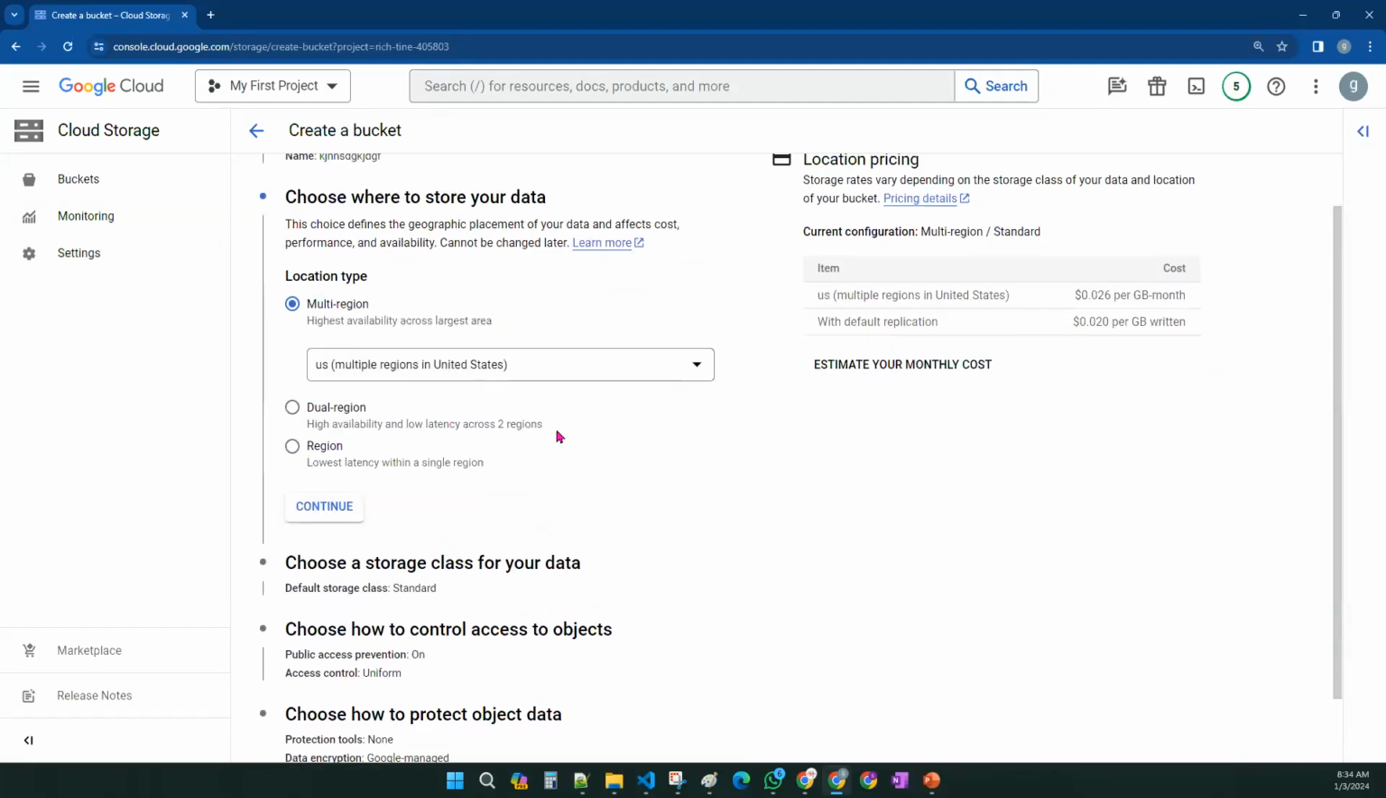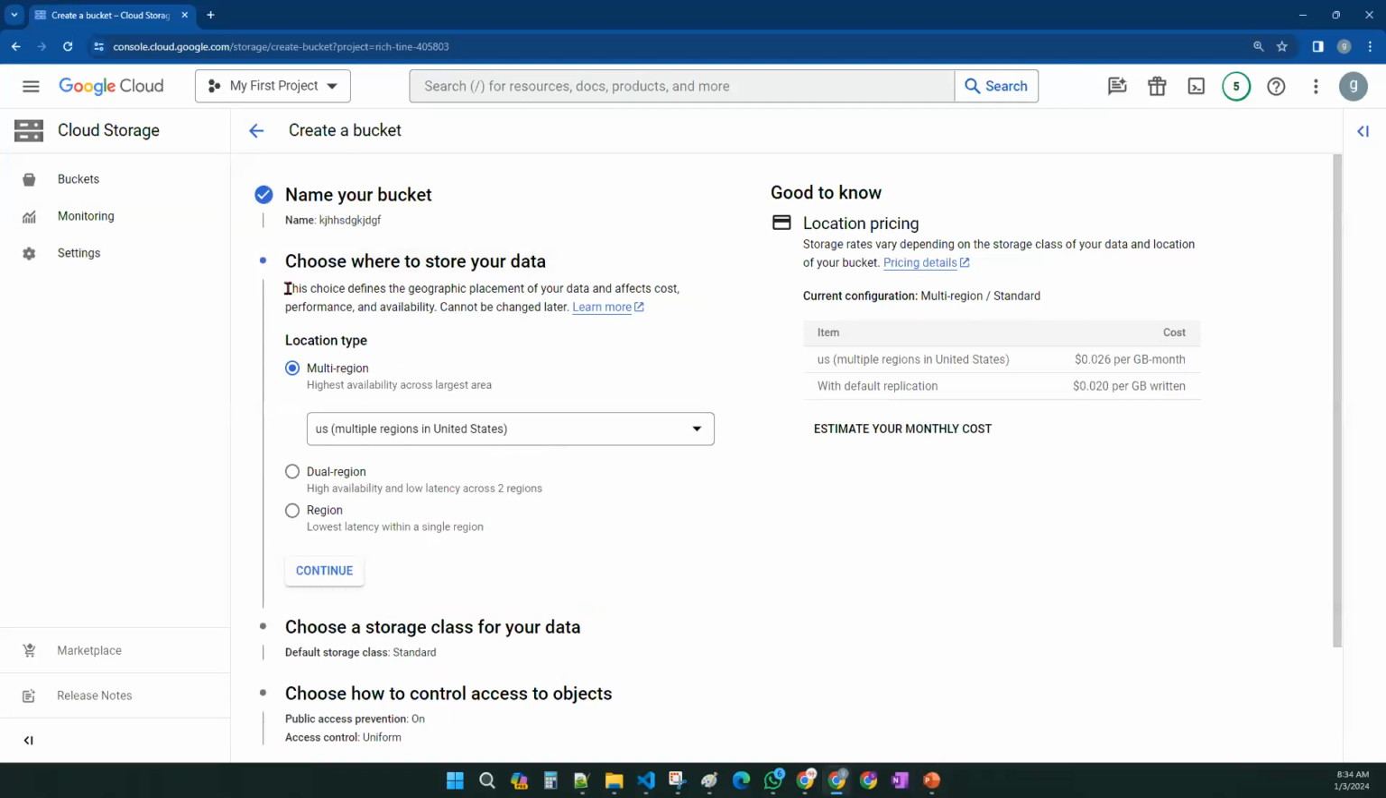See here, you can also read this point. What does it say? This choice defines the geographic placement of your data and affects the cost. Geographic placement of your data means that whatever location you select here, your data is physically available in that location. You can even go to that place and verify it by physically visiting that location, and you'll see that your data is available there only. It always affects the cost, performance, and availability.